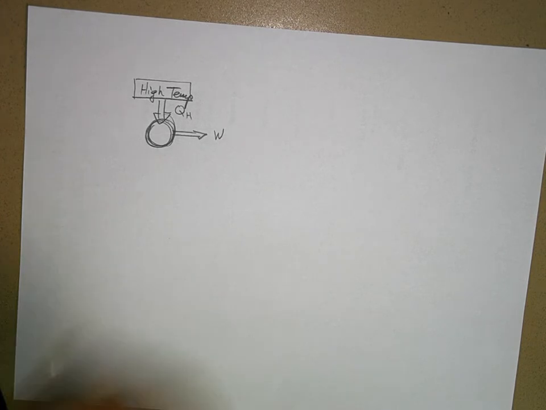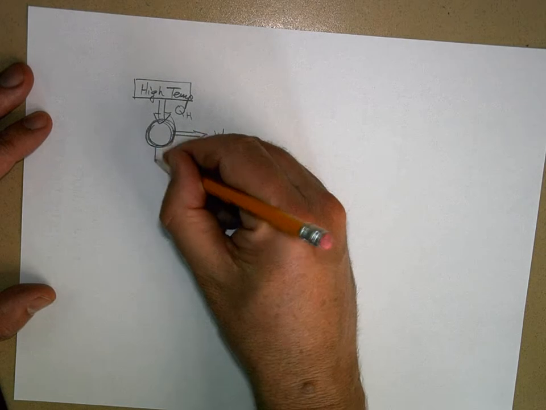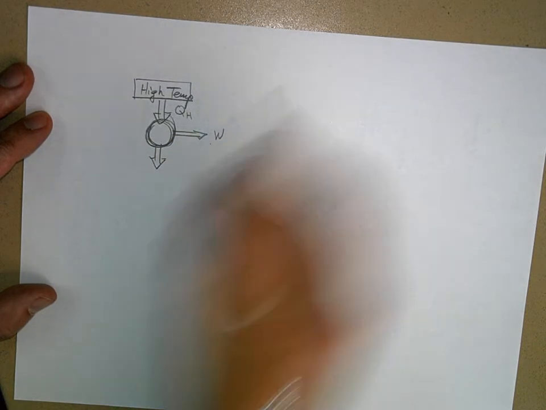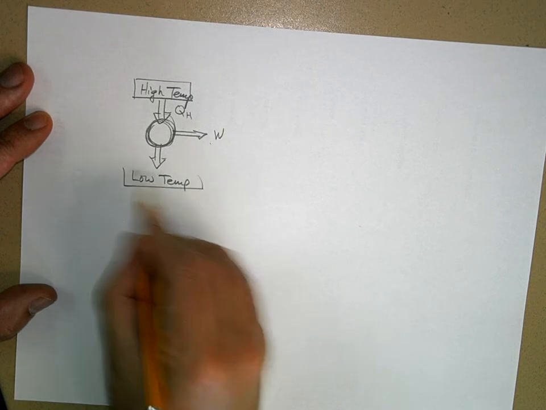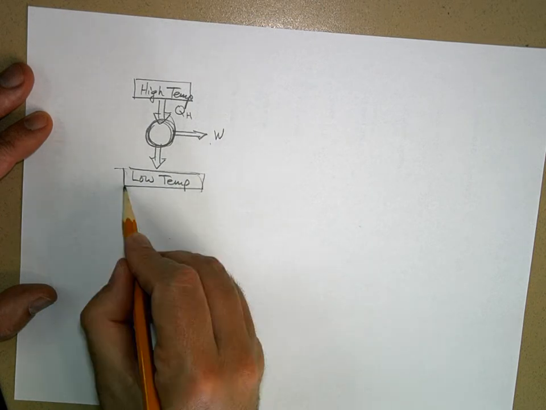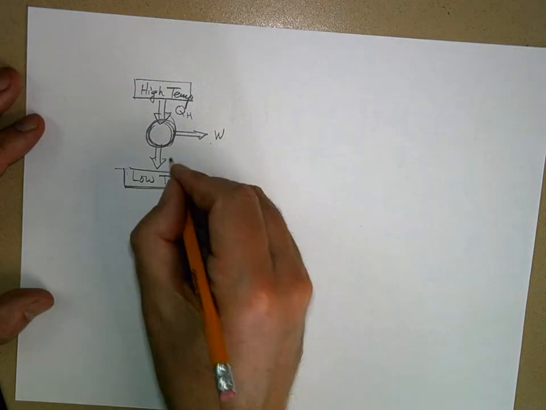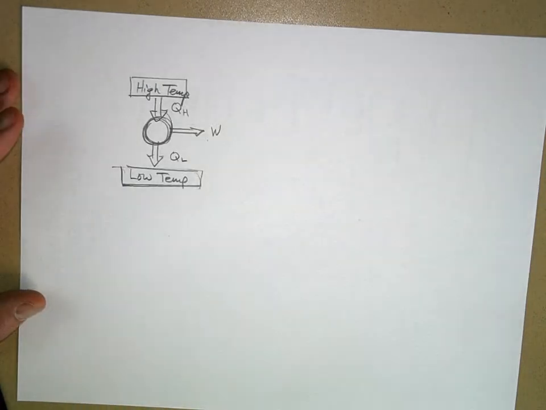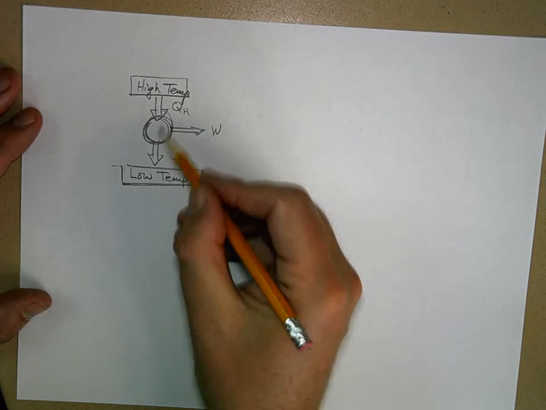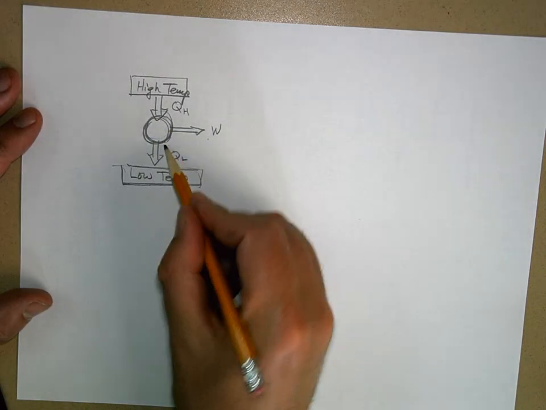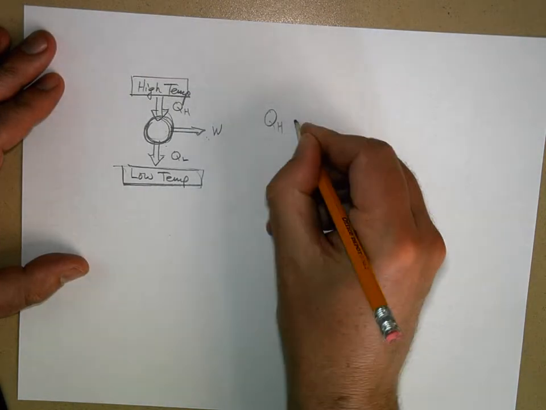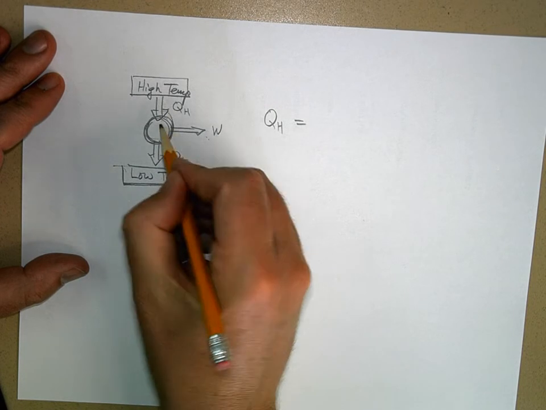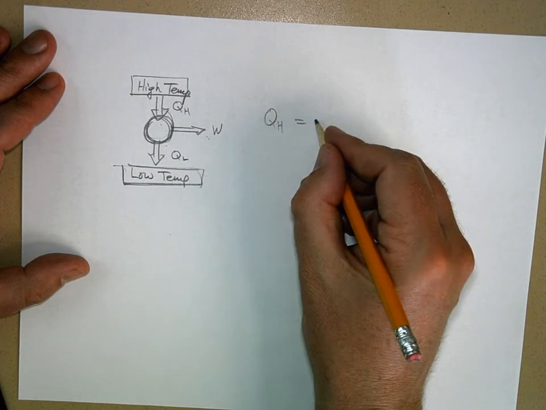That was mechanical work. But heat is still going to flow into a low temperature reservoir. And this is called QL. Now the first law of thermodynamics says this: the energy that flows into my heat engine must be equal to the energy that flows out in order to conserve energy. So the heat that flows in will be equal to the heat that flows out of it, and the work.